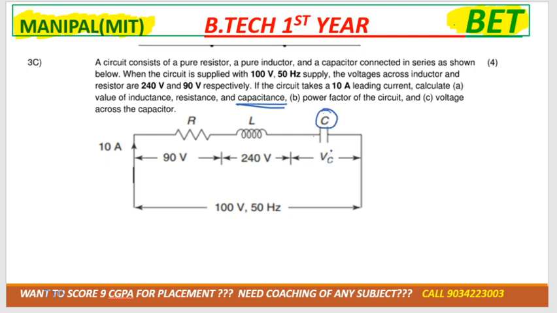But for C, what do we need first? We want VC, right? Because VC is equal to I into XC. If we know the value of VC, current we already know 10 ampere, then easily we'll be able to get the value for XC. But before that, we should know the value for VC. VR they have given, VL they have given, but they don't give you VC, right? But we can calculate VC by which formula? Go to the voltage triangle and tell me which formula we can apply to calculate the VC.